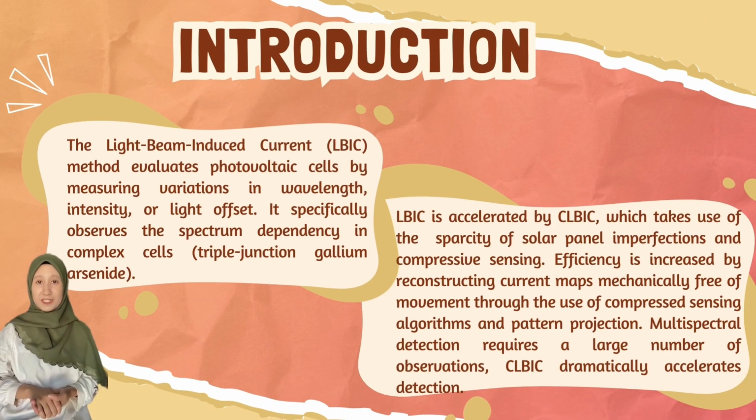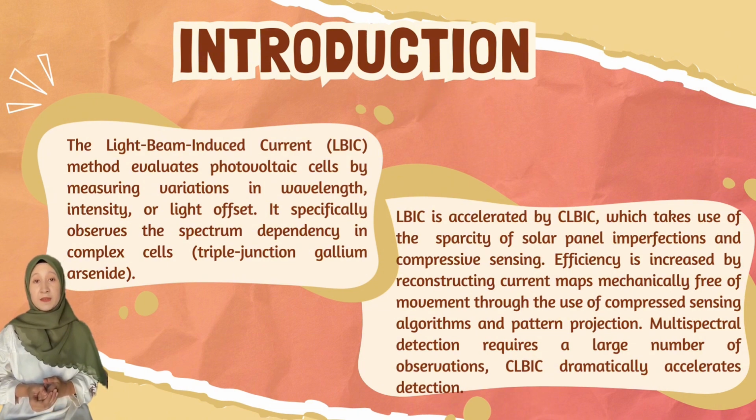The light beam induced current (LBIC) method evaluates photovoltaic cells by measuring variations in wavelength, intensity, or light offset. It specifically observes the spectral dependency in complex cells such as triple junction gallium arsenide. A modified approach has been created and named compressive LBIC, CLBIC.